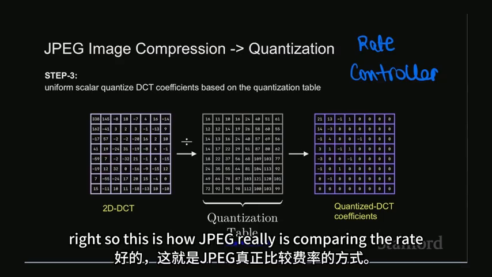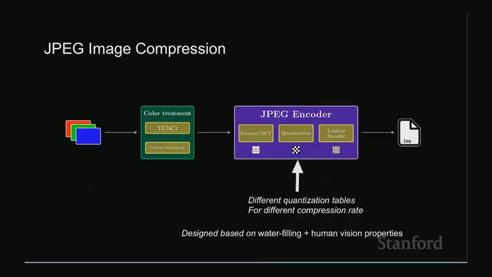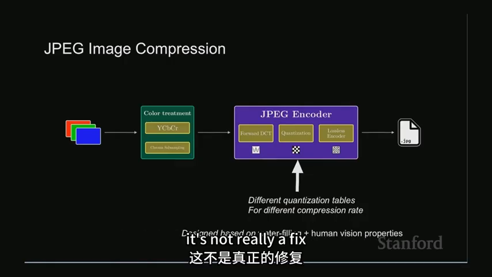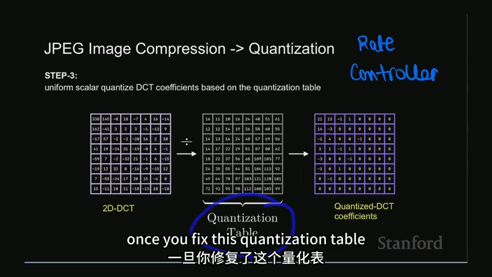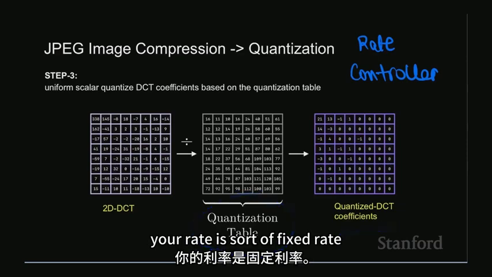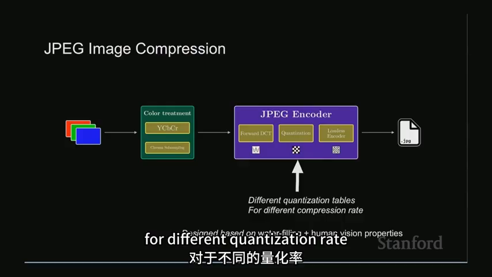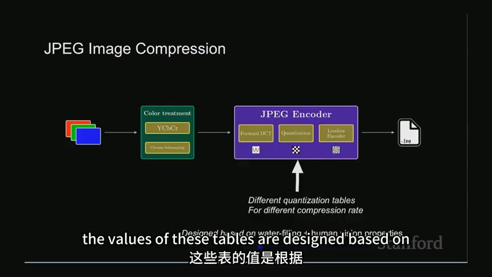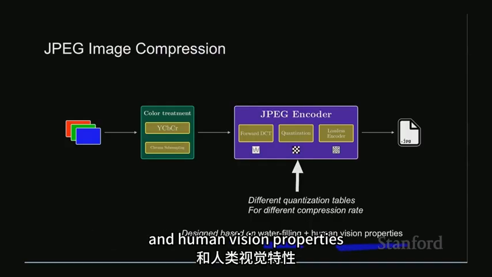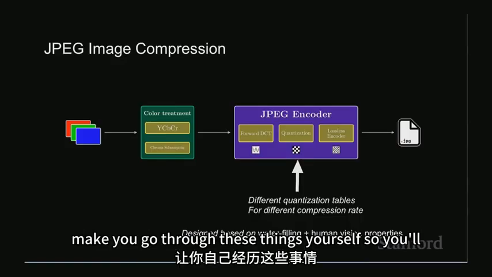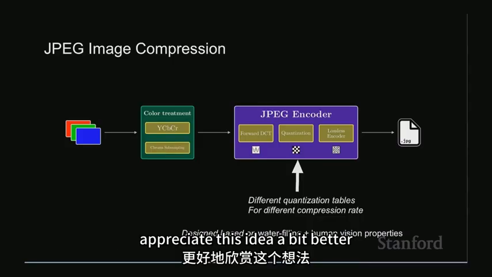Right? So this is how JPEG really is handling the rate distortion trade-off. And so you basically have different quantization tables for different compression rates. It's not really fixed. Once you fix this quantization table, your rate is sort of fixed, right? So you have basically these different quantization tables for different rates. And again, the values of these tables are designed based on this water filling idea and human vision properties. Again, I think one of the questions in the next homework will make you go through these things yourself, so you'll appreciate this idea a bit better.